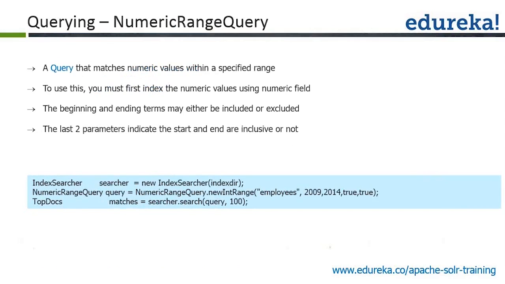Fine. So term range queries are not intended for numeric ranges. If you want to query a numeric range, like dates or integers or anything which deals with numerics, you have to use a numeric range query, not a term range query. Everything else remains the same.